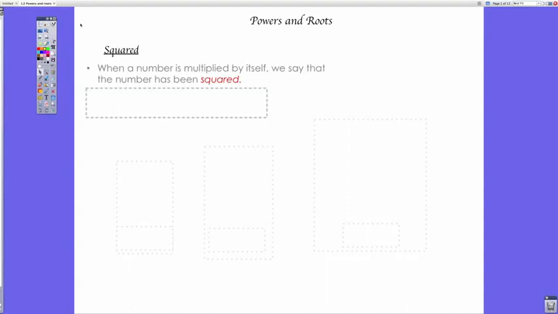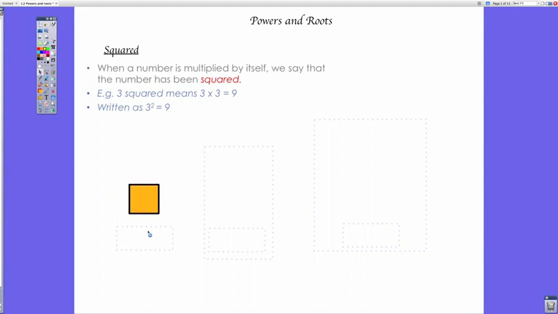In this session we're going to be looking at powers and roots. If we have a power, the most common one that we use is when we say that something is squared. When a number is multiplied by itself, we say that the number has been squared. Here's an example: 3 squared means 3 times 3, which is 9. It's normally written like this, 3 with a little 2, so that's 3 squared, and that's equal to 9.